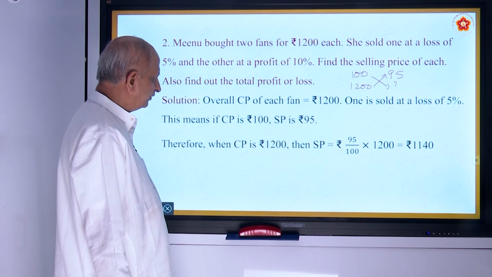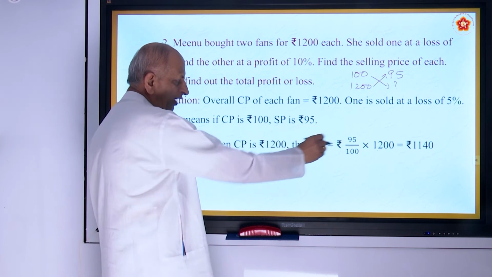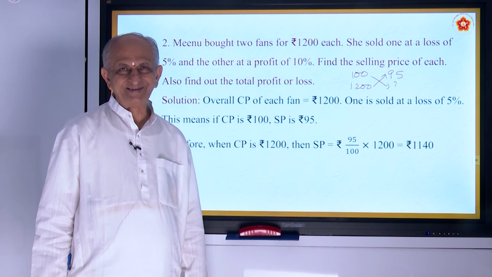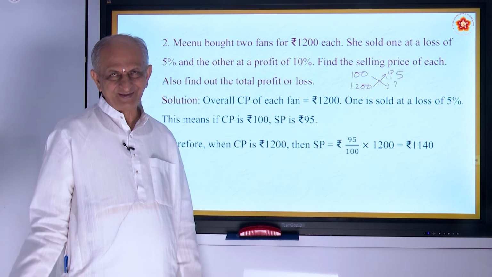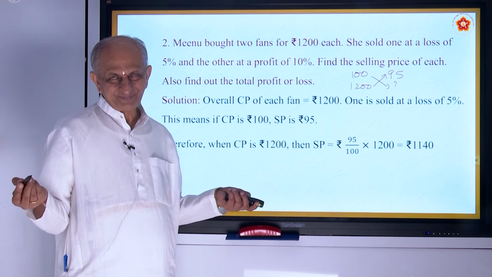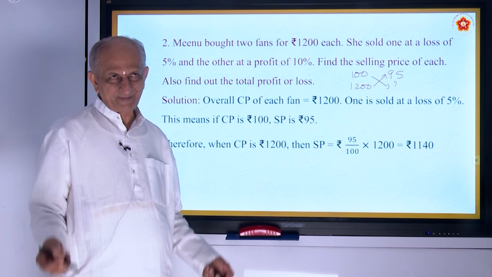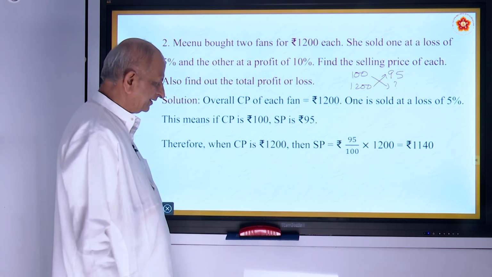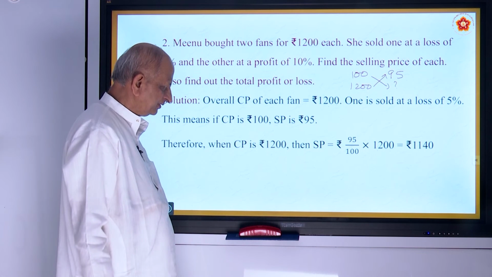Another at a profit. One fan was sold at loss. Why at loss? It may be some damage. There may be some paint may not be clear. Some mistake. That's why you must sell it at loss.